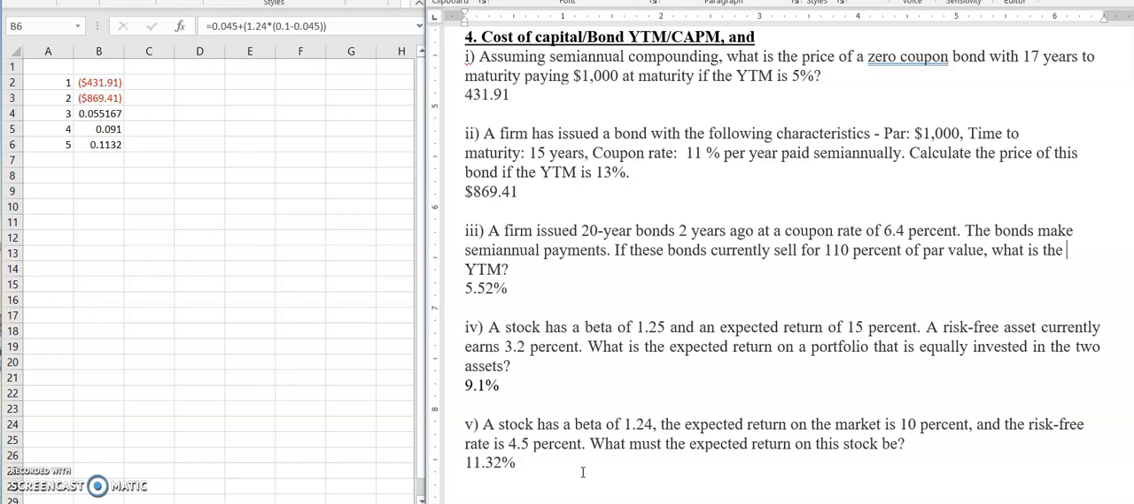Now, if you want a few more examples, you can always look at your 520 textbooks, your Intro to Finance textbook. That will have many more problems for you to work on, and you can get more practice if you need. As always, if you have any questions, let me know.